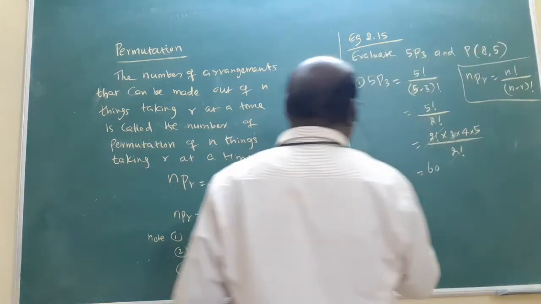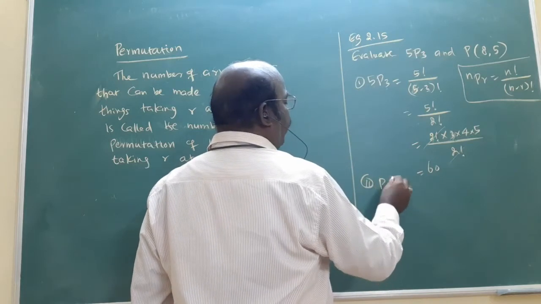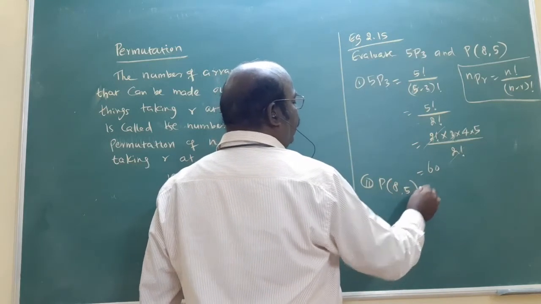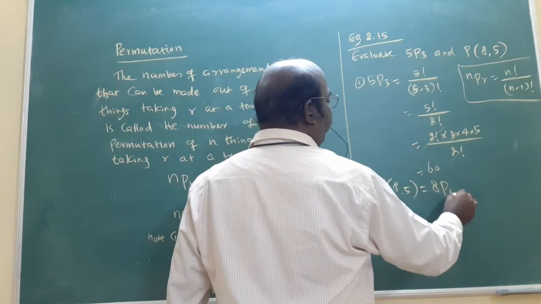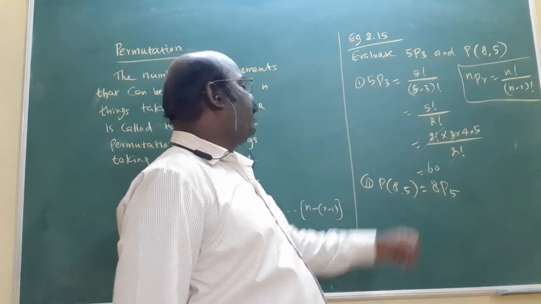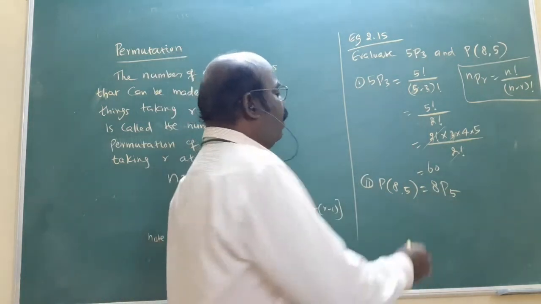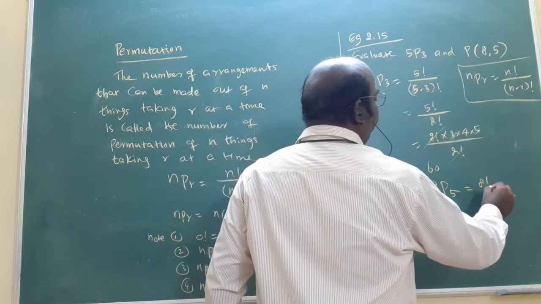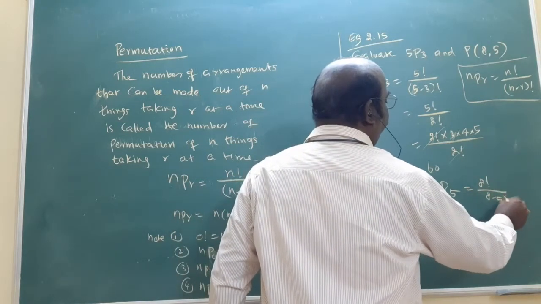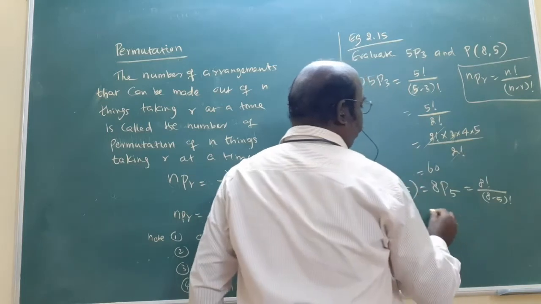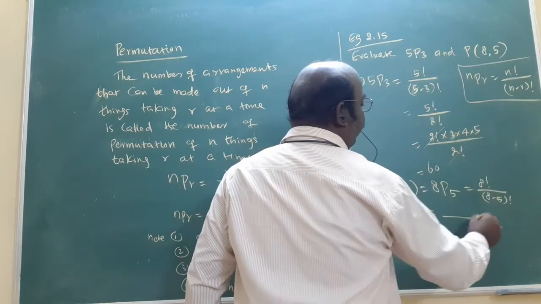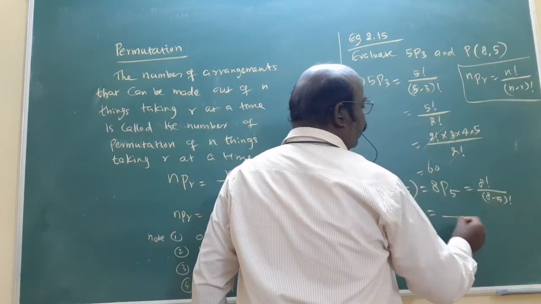Similarly, one more problem. 8P5. This is actually what? 8P5. This is the meaning. What is the formula? Then 8 factorial divided by (8 minus 5) factorial is the formula. By using this formula, now 8 factorial can be written as, here what? 3 factorial. Am I right?